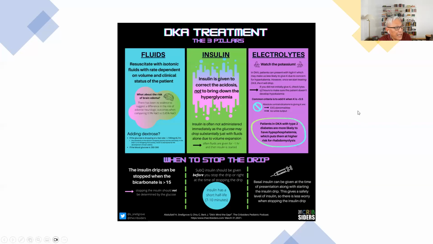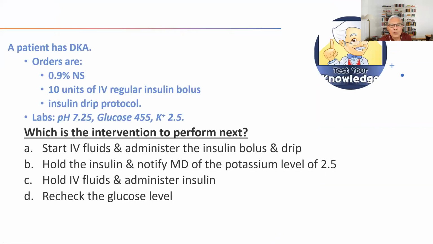So the treatment of DKA has 3 pillars: fluids, insulin, and electrolytes. But actually, electrolytes should be in the middle. But nonetheless, this is the way it is presented. But just for you to remember the acronym DKA, that's the order of how you would intervene in patients with diabetic ketoacidosis. D for dehydration, K for the potassium, and then A for the acidosis. Okay, so let's take a look at this poll.